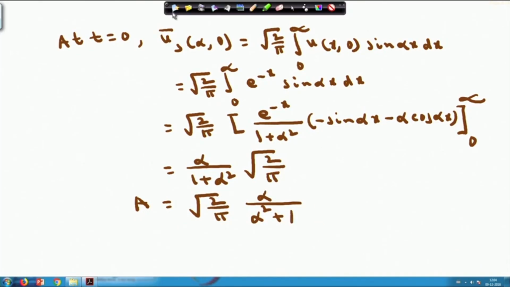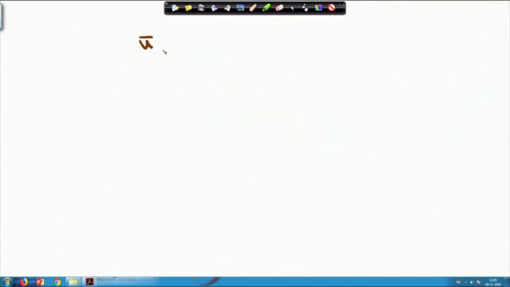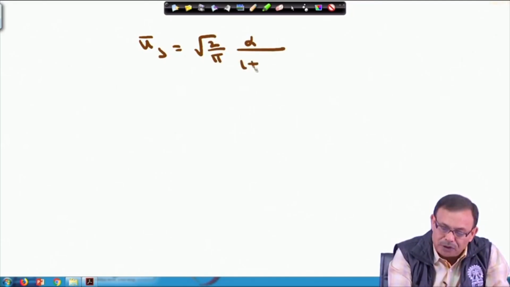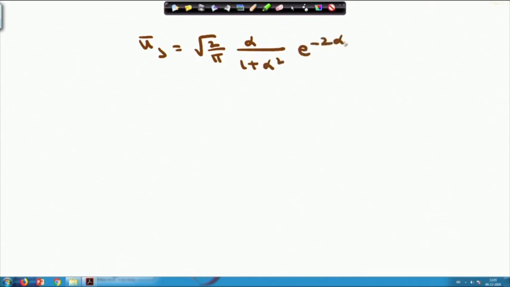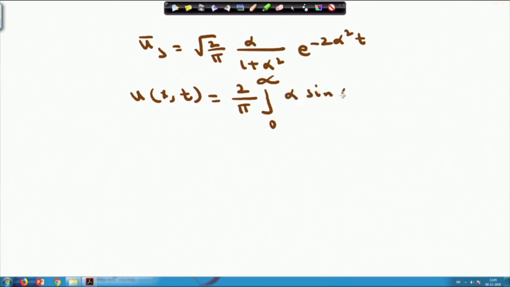And if I substitute it in the given equation, my u bar s now becomes root over 2 by pi alpha by 1 plus alpha square into e power minus twice alpha square t. And once I have obtained u bar s in terms of alpha and t, we can find out our u x t. U x t will be 2 by pi, integral 0 to infinity alpha sine of alpha x by 1 plus alpha square into e power minus twice alpha square t d alpha, and you can evaluate this integral on your own.